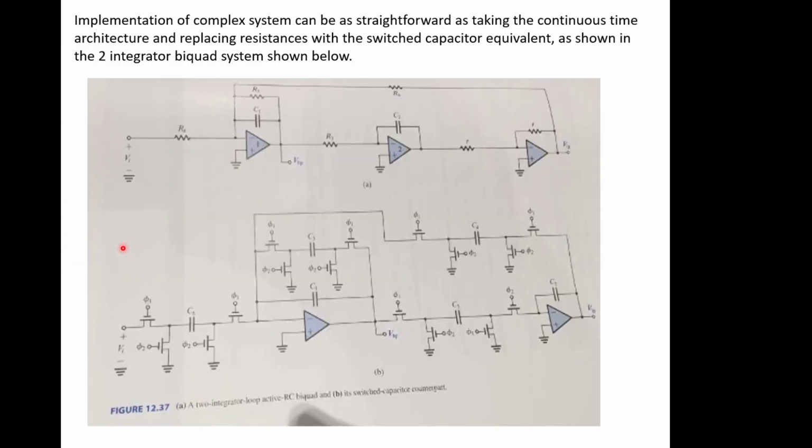So implementations of complex systems can be as straightforward as taking the continuous time architecture. So this is very similar, if not the same as, the Tau-Thomas architecture for a certain filter. It looks like a second order low pass, Butterworth or something. And just replace the resistances in this with switched capacitor equivalents shown in this system. So this resistance here has just been replaced by this block, and you can replace this block with any block of your choice for an equivalent switched capacitance, with complicated switches or less complicated switches, depending on who's done the hard work on designing that block.